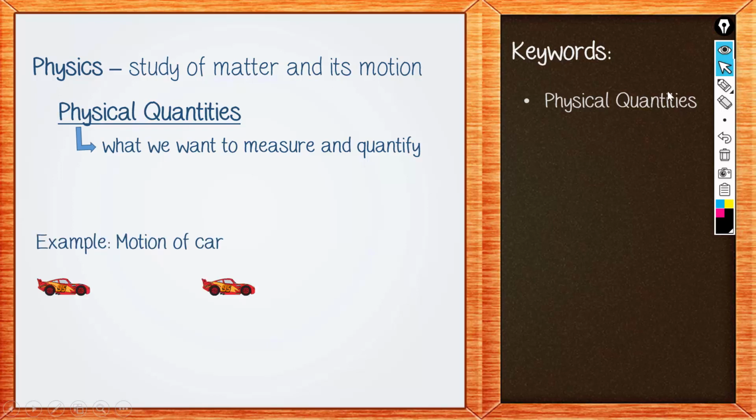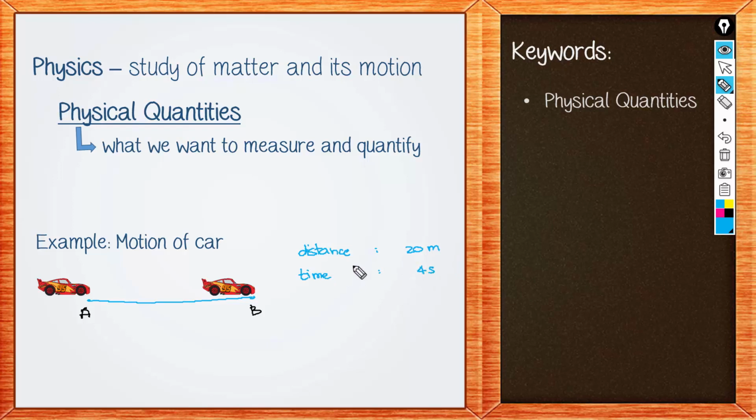Here we have motion of a car. Suppose this car moves from point A to point B and it covers some distance here. One thing that we can measure is the distance. Say for example, the distance here is 20 meters. What else? You can also have the time. The time it took for the car to travel the 20 meters, let's say 4 seconds.